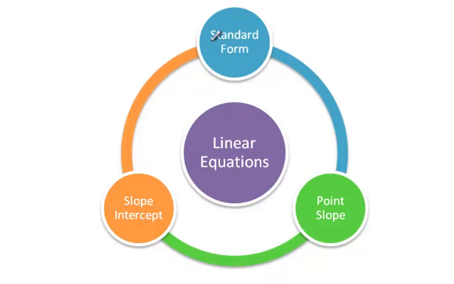If I have an equation in standard form, I can always use that to get to slope-intercept. I can always use slope-intercept to get to point-slope, and vice versa. So I think of it more like a circle than I do as three distinct forms. There are three variations of the same thing.